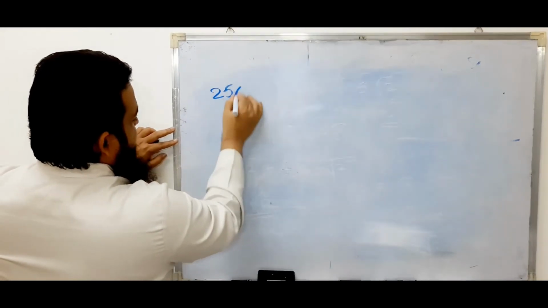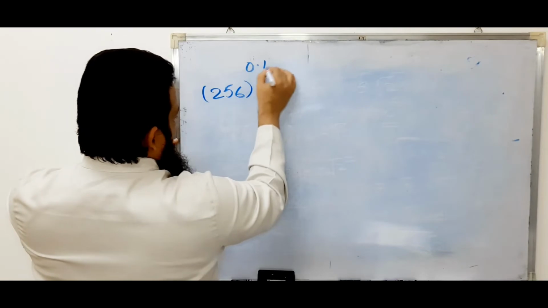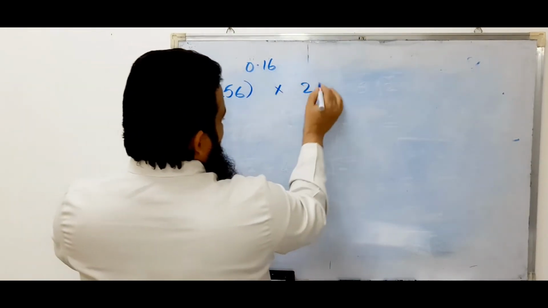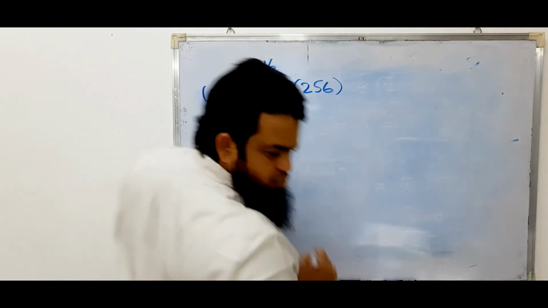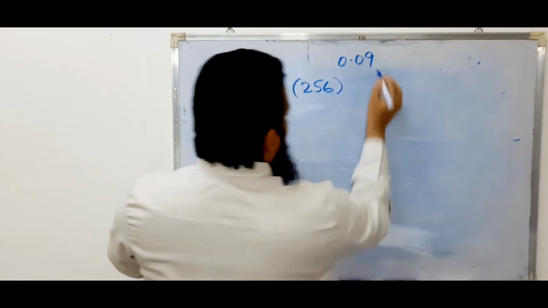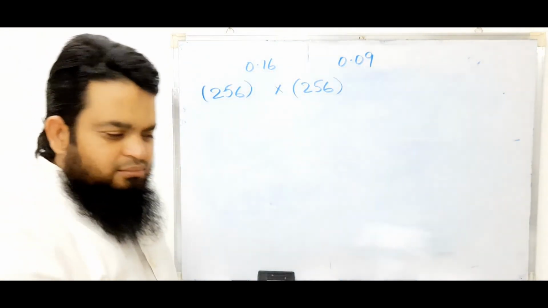What is the next question? 256 to the power of 0.16 times 256 to the power of 0.09. It's very simple.